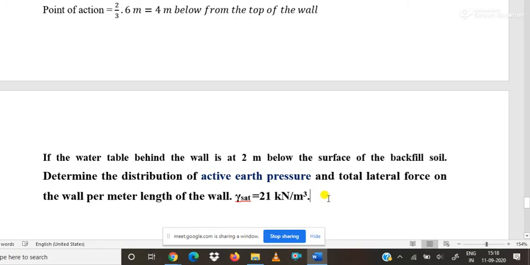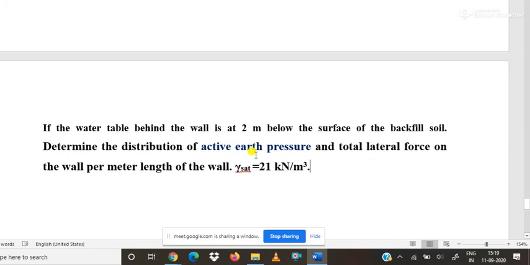Now one thing, in your semester exam or other numerical problems, you may face one problem: this gamma saturated is given as only gamma. That means the unit weight of the soil submerged into the water is given as 21. That may be given, or may be given as 12 or 13 or 11 kN per meter cube. That also may be given.